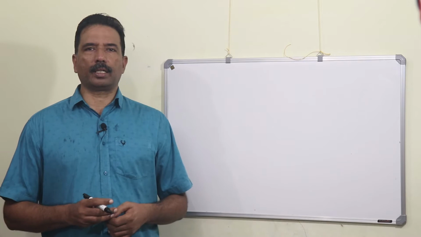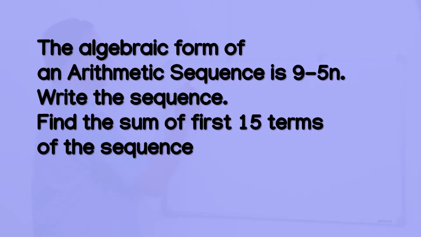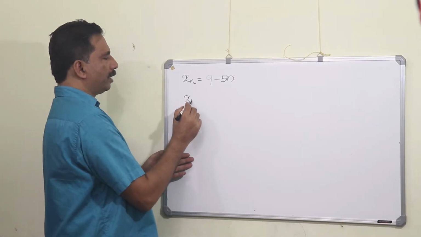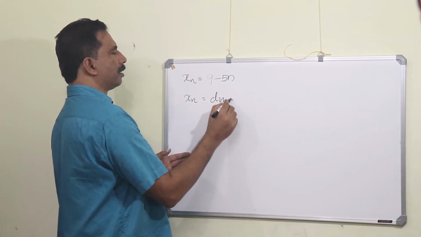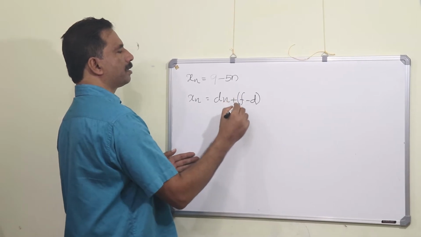The first question we discuss: the algebraic form of an arithmetic sequence is 9 minus 5n. Write the sequence. We know that the algebraic form xn of an arithmetic sequence is dn plus f minus d.